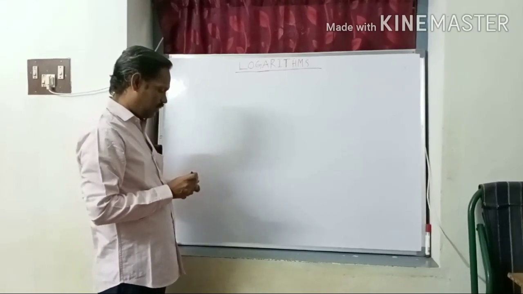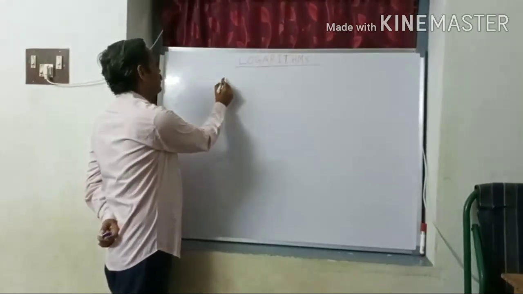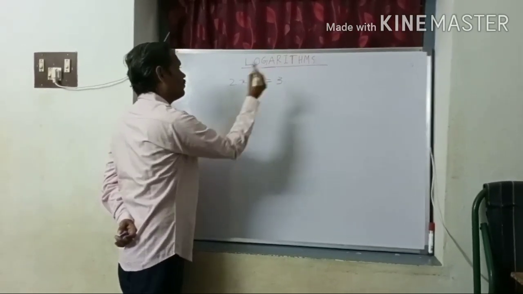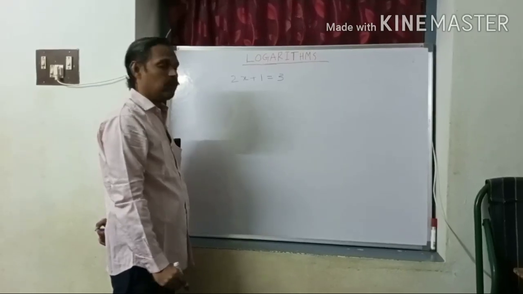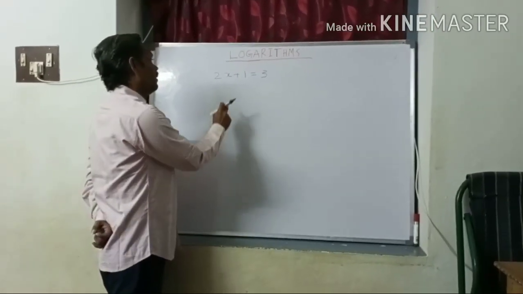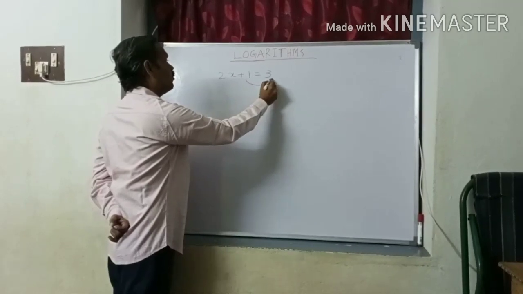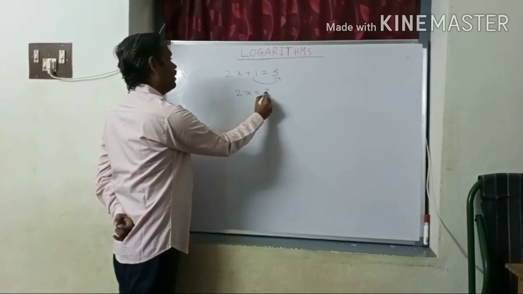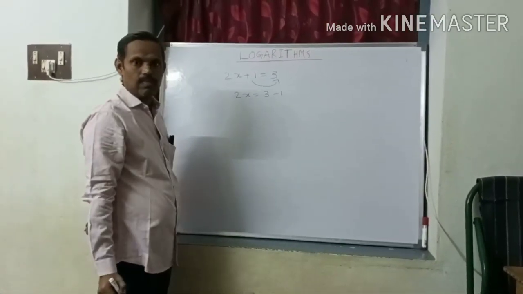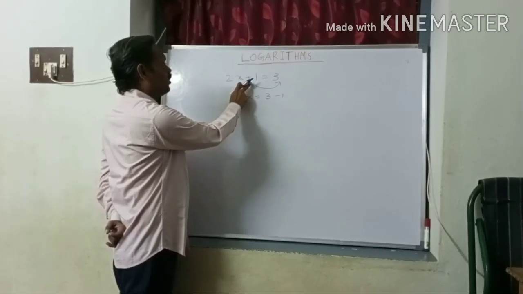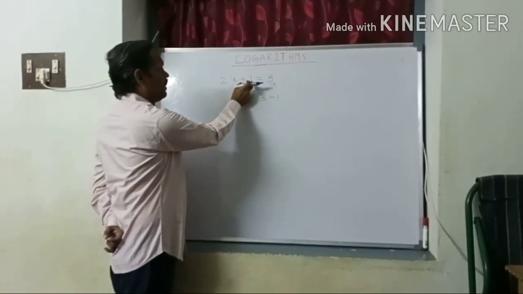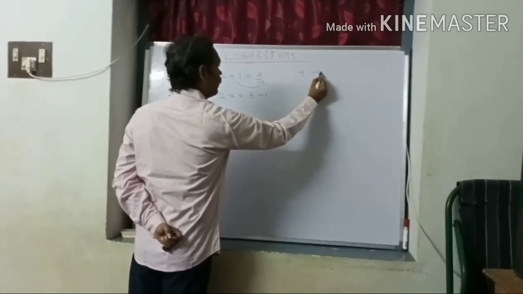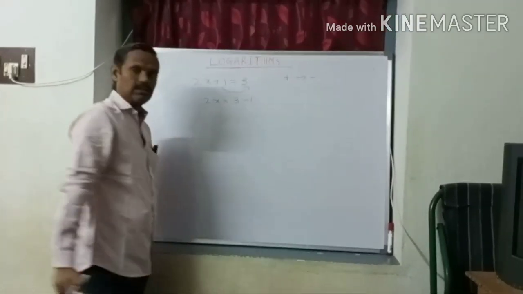Before that, take a simple equation, for example 2x plus 1 is equal to 3. While solving this equation, we have to transpose plus 1 to RHS. It becomes 2x is equal to 3 minus 1. So if a plus term is transposed from LHS to RHS, this plus term becomes minus. So plus can be converted to minus in the transposing process.